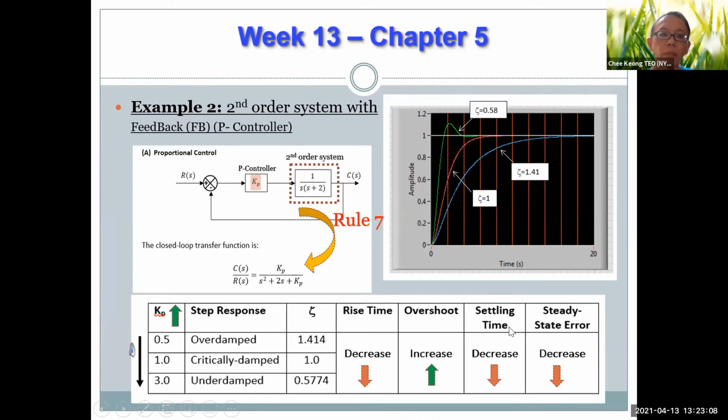The table below summarizes the effect of increasing Kp on the rise time, overshoot, settling time and steady state error. Increasing Kp reduces rise time, settling time and steady state error. On the other hand, it increases the maximum peak or the overshoot. By changing your Kp from 0.5 to 1 to 3, your damping ratio changes, the rise time drops, overshoot increases, settling time drops, and steady state error drops. That's the observation that is being found.